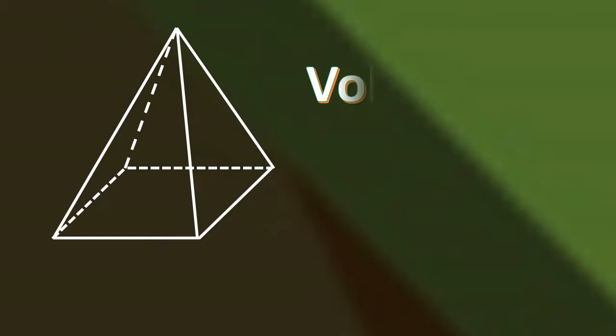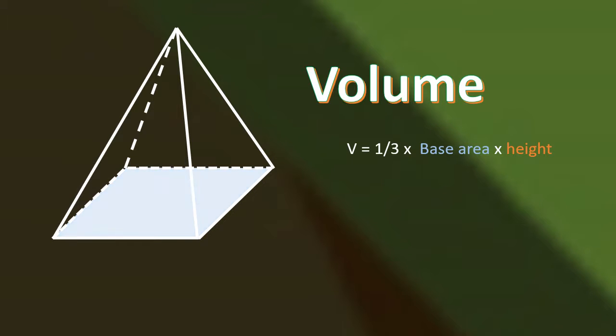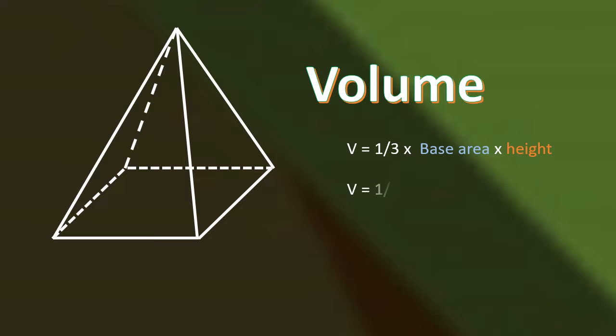We are going to learn about the volume of a square-based pyramid. The volume of a square-based pyramid is equal to 1/3 times base area times height. It is the base area. So the volume of a square-based pyramid is equal to 1/3 times side times side times height. This is the height and this is the side.